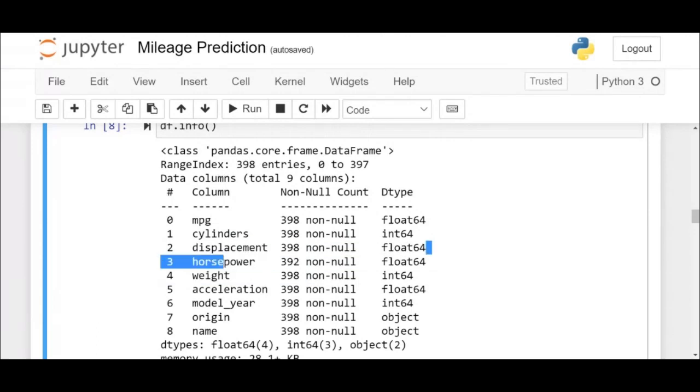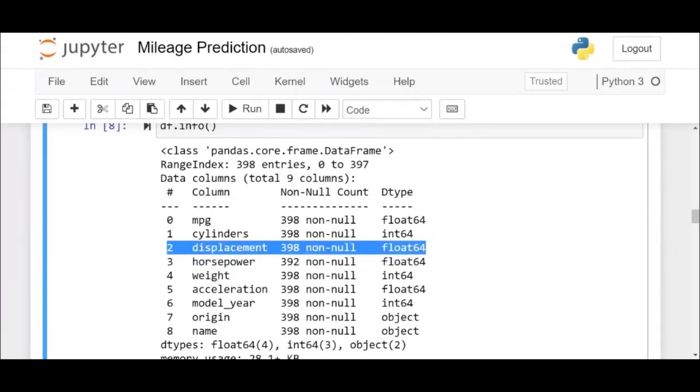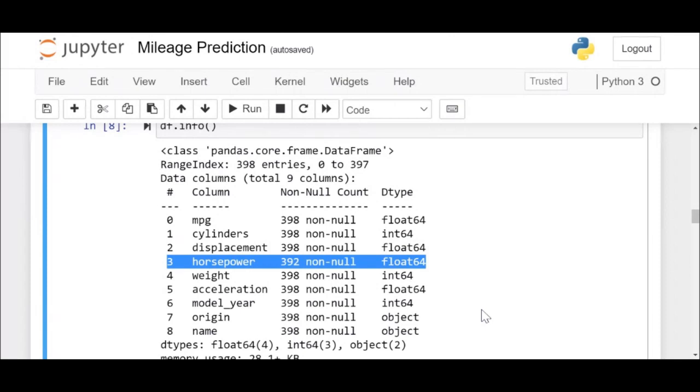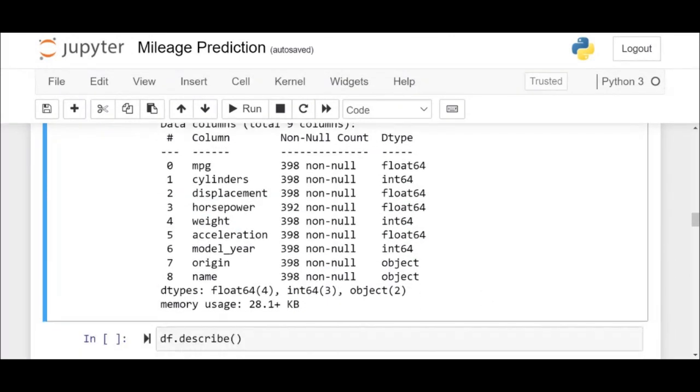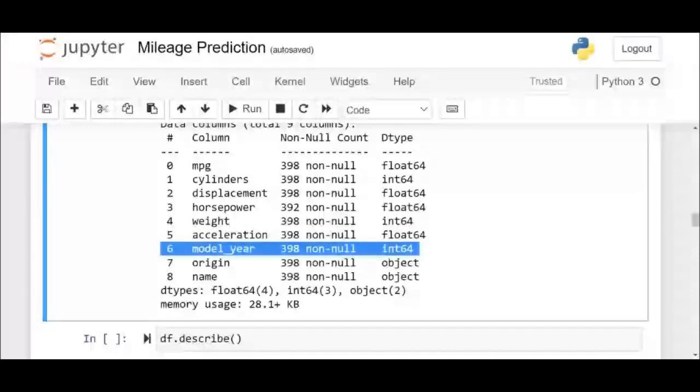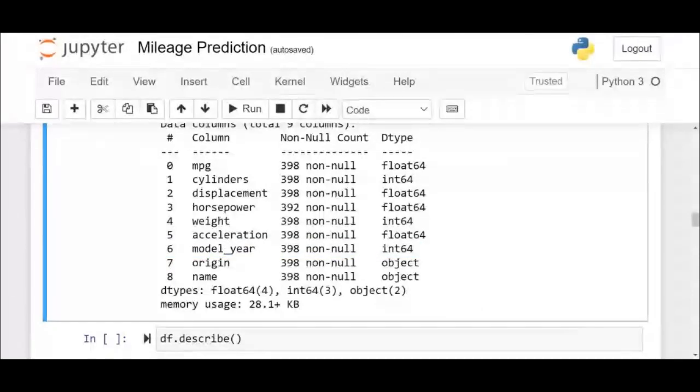Displacement is the volume of the cylinder, so volume can be a continuous variable, and it is a float. Horsepower is again a float because it is in decimal. Weight, which is again a continuous variable, is here an integer. Acceleration is a float. Model year is an integer because that is the year. Origin, the name of the country, and the name of the vehicle are objects.